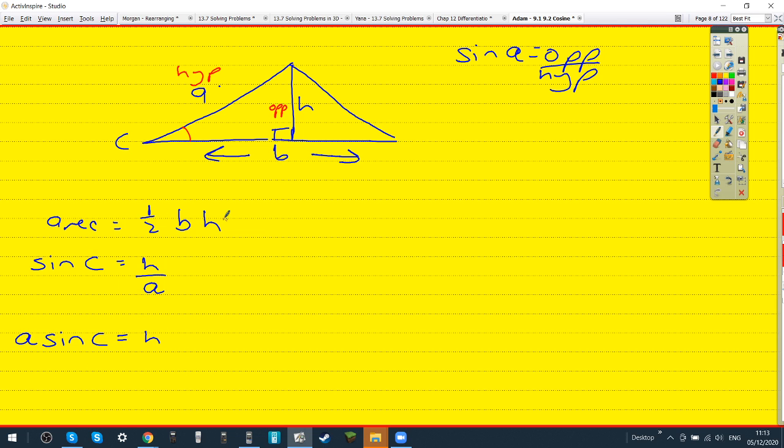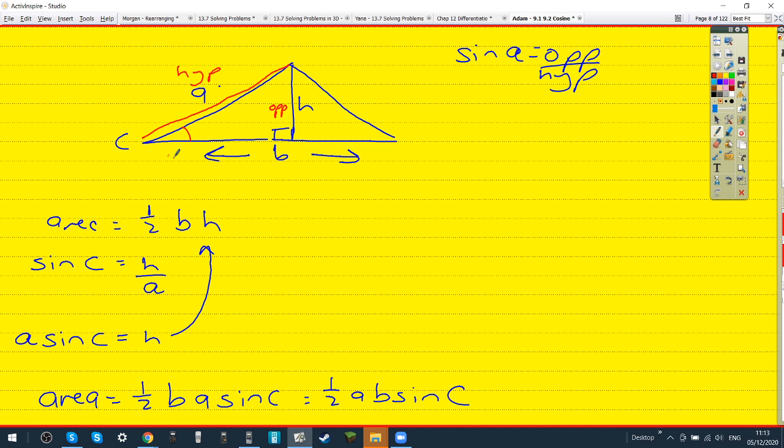And rewrite area. Sub that in there for H. So area equals a half base times A sine C. Yep. A half B A sine C, or if you put it alphabetically, a half AB sine C. What that boils down to is a half times side times any other side times sine of the angle between the two sides you picked.